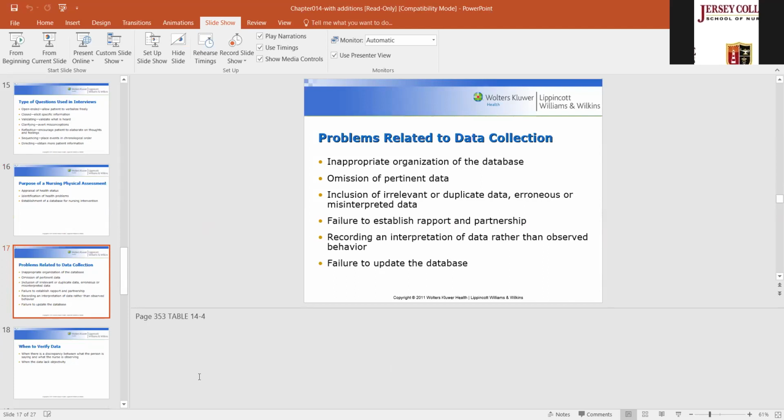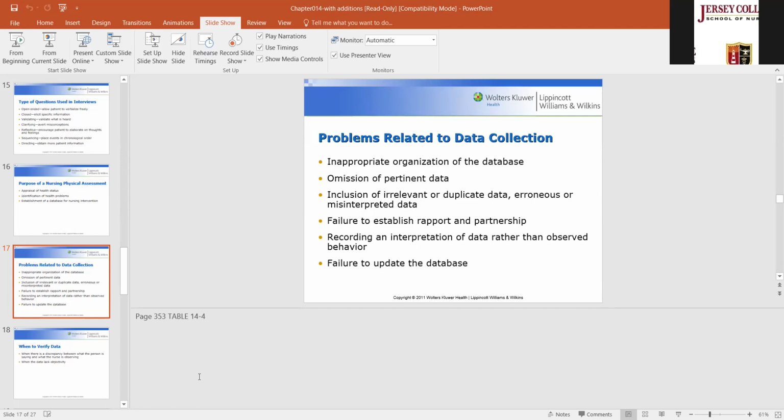Then organizing that data. So how are we going to organize it? We want to make sure we don't omit anything that's important. We want to make sure we include anything that's relevant and exclude things that are not, or that are wrong or incorrect. We need to establish rapport, okay? If we don't, then we're not going to be able to get much out of the patient. And then we have to record the data appropriately, not what we observed, but what we actually documented as taking. And then we have to upload the information into the database appropriately.